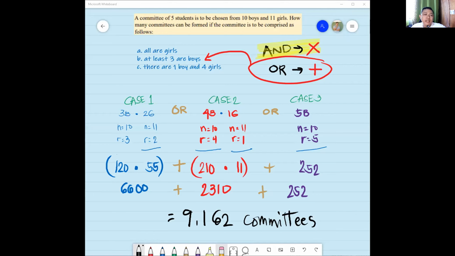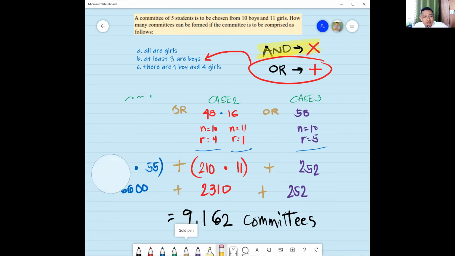This is very easy for you. There are 1 boy and 4 girls. Type the answer in the chat box. What's the answer in letter C? 1 boy and 4 girls. And 4 girls, that's multiplication. Type the answer in the chat box.